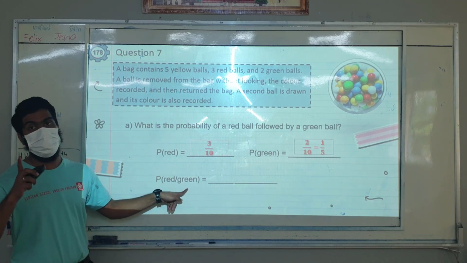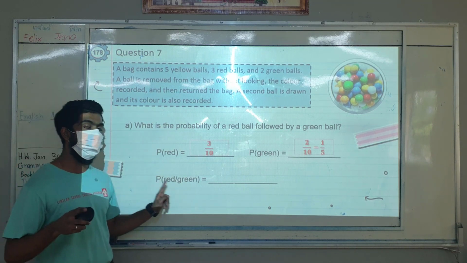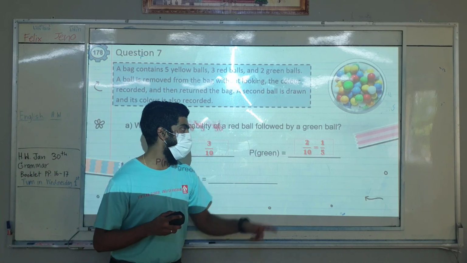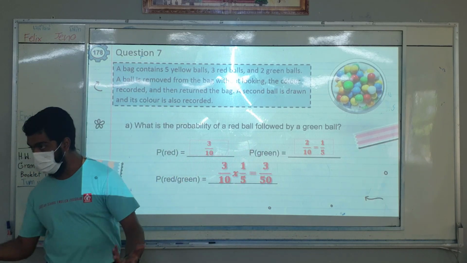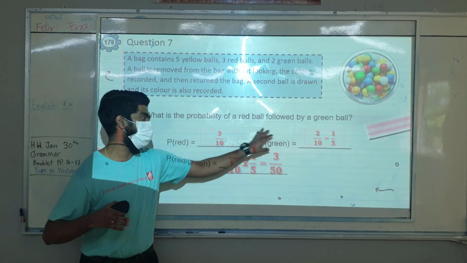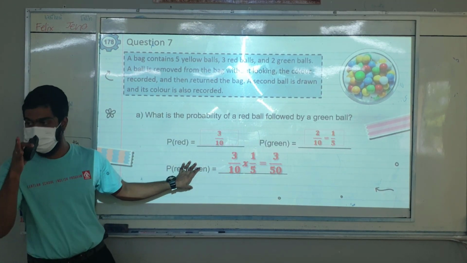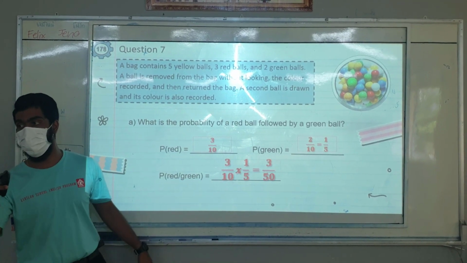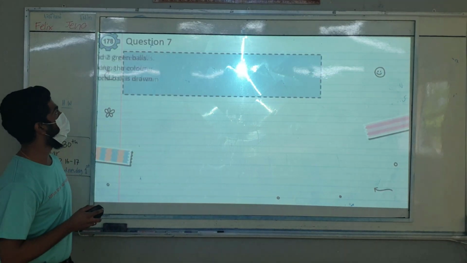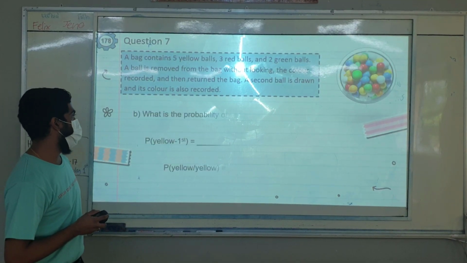What is the probability that we choose a red followed by a green? 3 over 10 times 1 over 5, which will be 3 over 50. Alright? Even in your exam, guys, write it step by step like this so you do not make mistakes. Alright, very good.